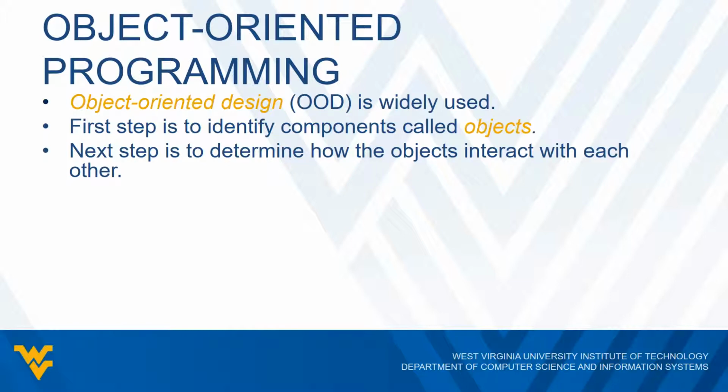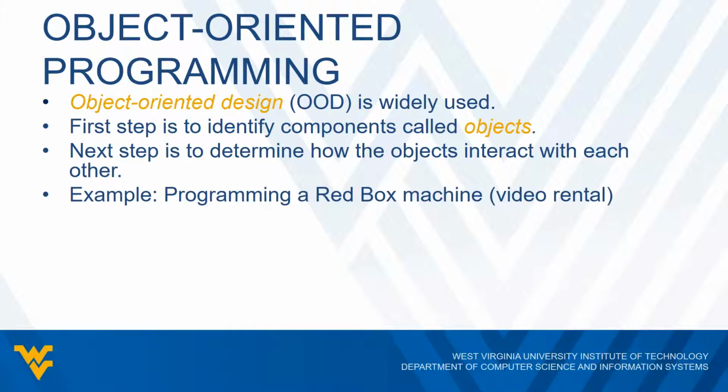And you might think this doesn't make too much sense. I will forewarn you that this is a little bit of a learning curve, but once you get the idea of it, it's actually a very simple approach. So let's take a look at an example. Let's say we are writing a program for a Redbox machine or a video rental machine. The first thing we need to ask is, what are the objects here?